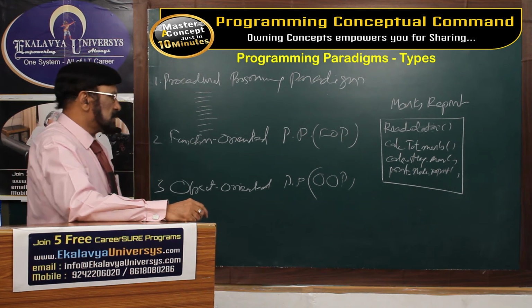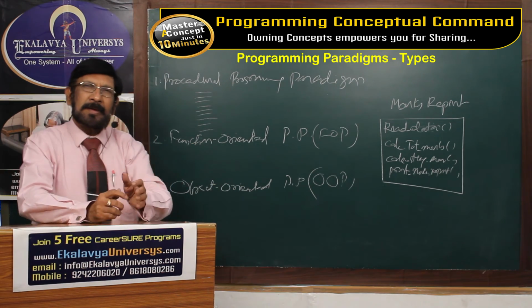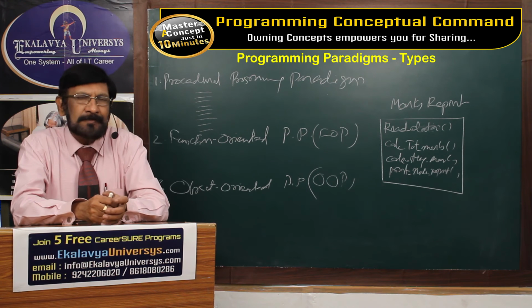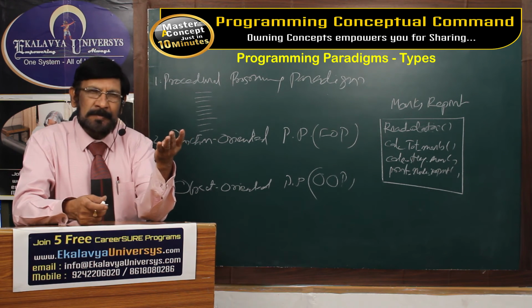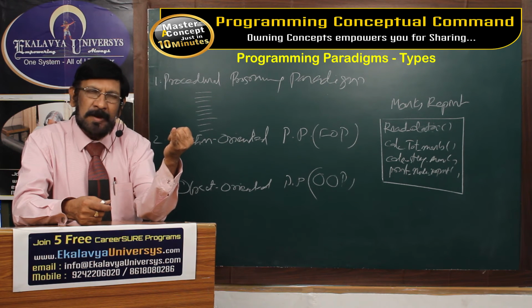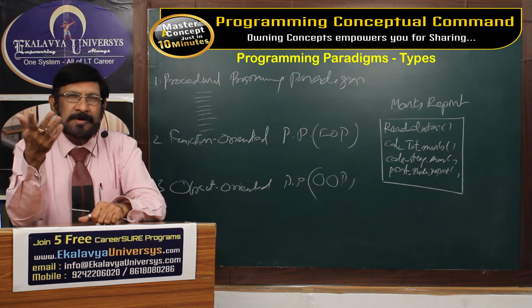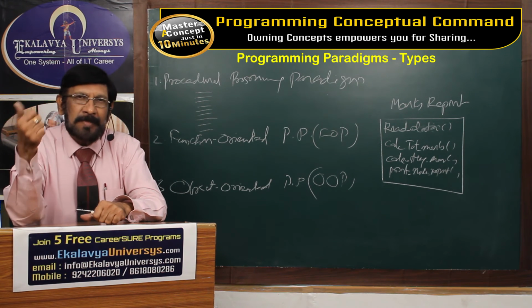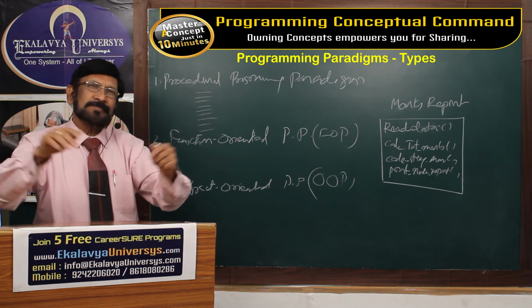Third one is the object-oriented programming paradigm. Actually, according to this paradigm, the entire world is a collection of objects. Every noun is an object. For example, a person is an object, a car is an object, a camera is an object, a cell phone is an object, a tree is an object, a bird is an object, a cow is an object, a mark report is an object, a bank account is an object, a bank customer is an object. Every noun is an object.